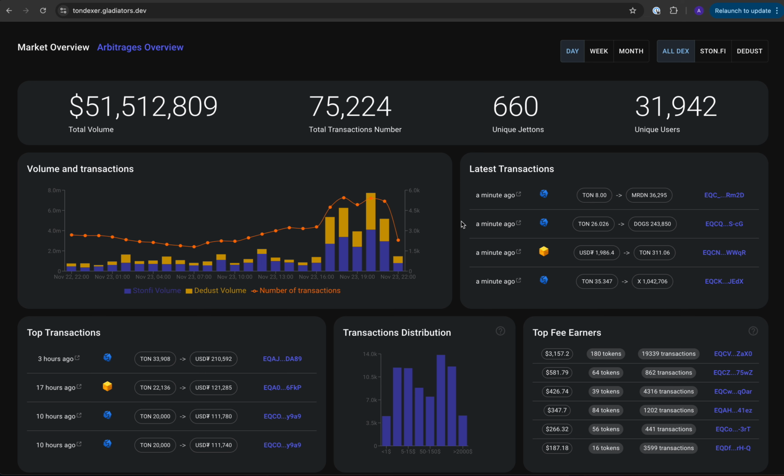Hi, my name is Andrei, and I'd like to introduce our project called Tondexer, an analytics platform designed to provide unique insights into all decentralized exchanges on the Ton blockchain.